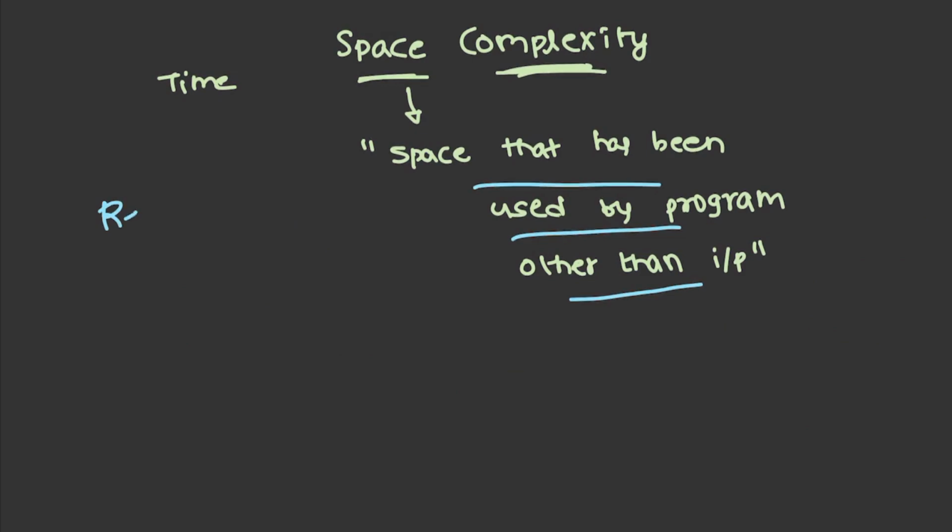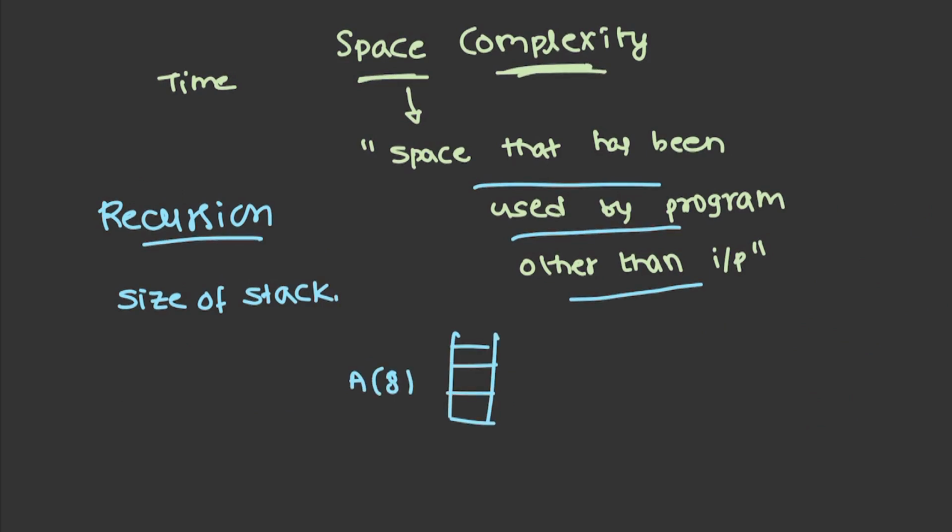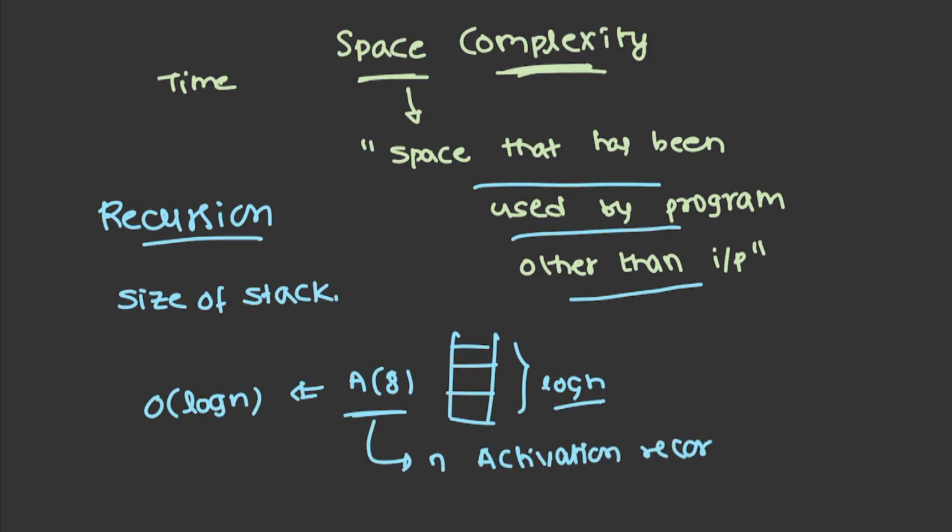In the case of recursion, space complexity is equivalent to the size of the stack. If you have taken a function call, let's say A(8), and if it has pushed log n stack frames, then the space complexity for this function can be written as order of log n. Or if it has pushed n activation records or stack frames, then the space complexity can be termed as order of n. In this way, you can calculate the space complexity, but you need to remember only one thing: while calculating the space complexity, you should not take input into consideration.